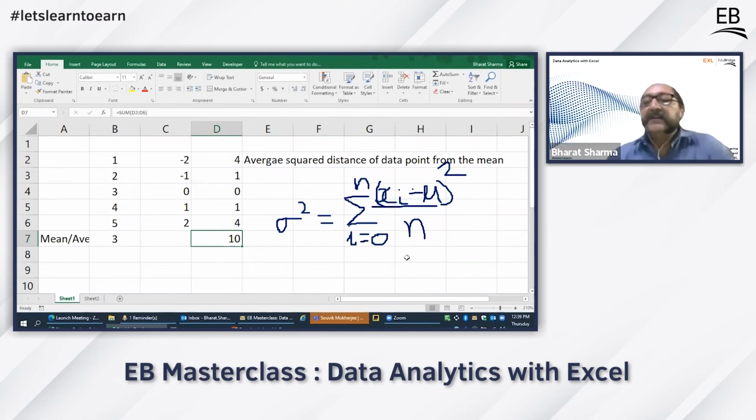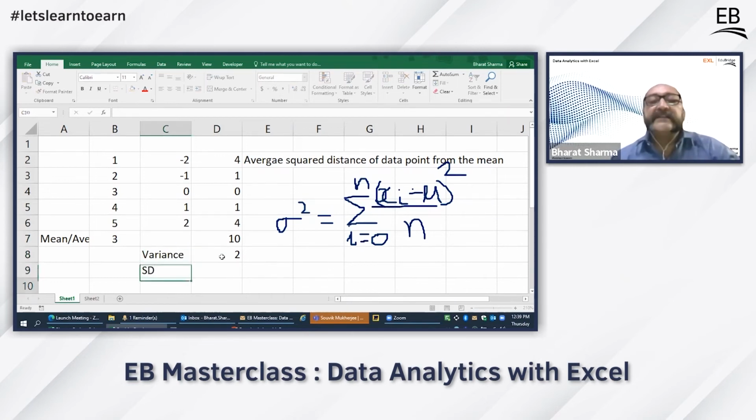So you get 10. Then you divide this by n. N here is 5. So you divide this by 5. You get 2. 2 is the variance of this data set. This is the average square distance of these data points from the mean. On an average, the square distance of this data point is 2. This is called variance.